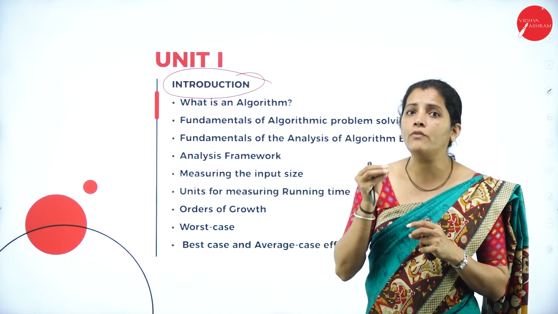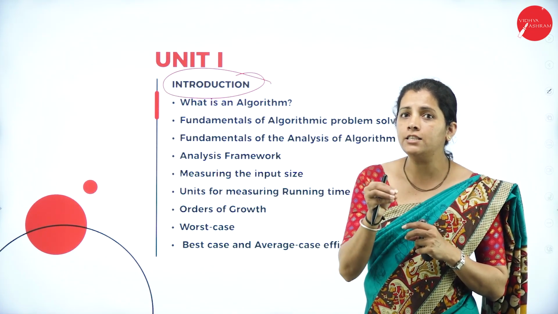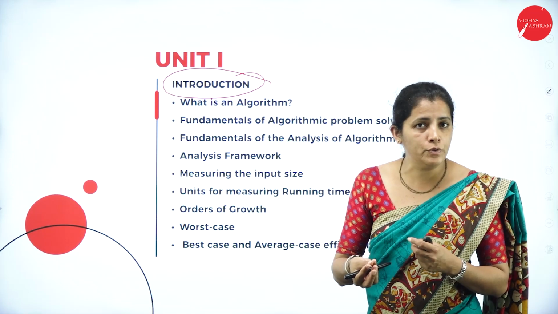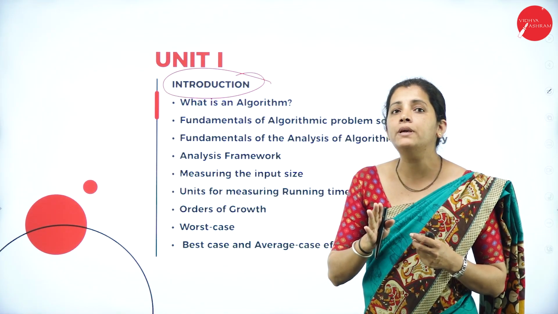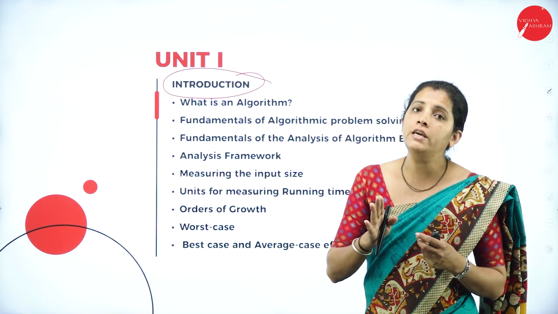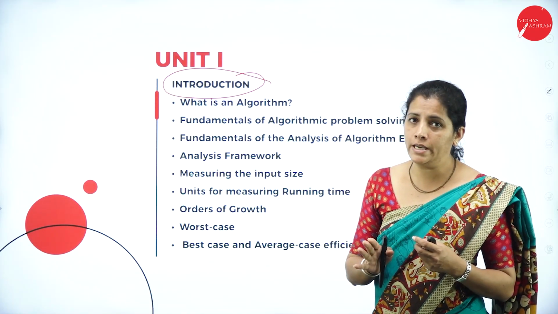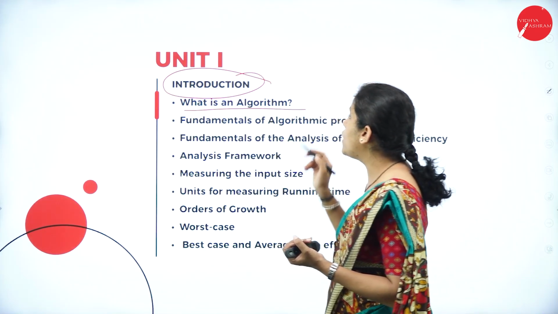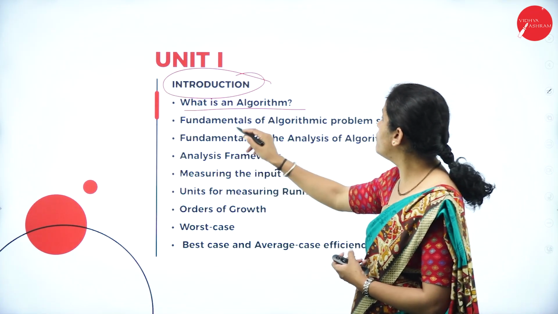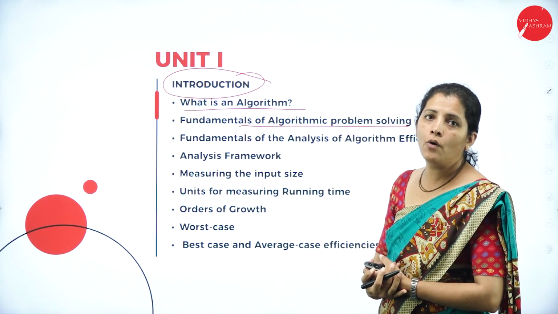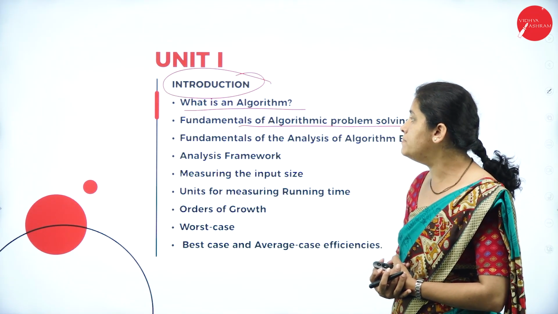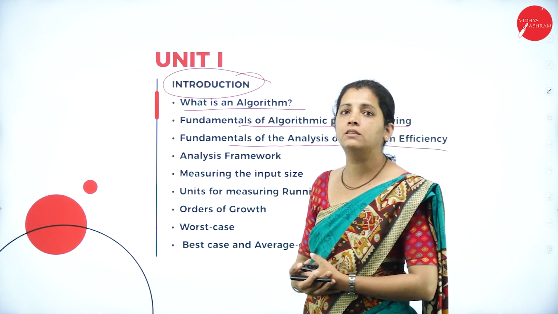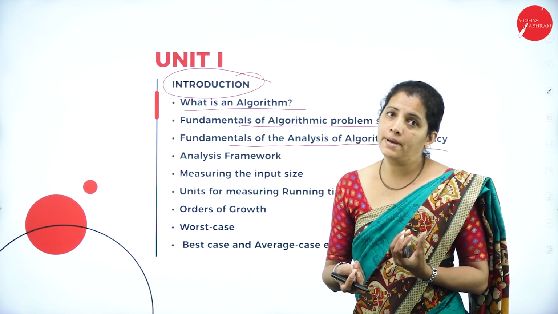So these are the set of instructions. These are the finite set of instructions. While defining instructions, the definition must be clear. In the sense, what? There is no confusion. All the instructions must be defined carefully without any ambiguity. So, in this unit, we are going to study what is an algorithm and fundamentals of an algorithm. That is how we can solve the problems and fundamentals of analysis of algorithm efficiency. That is nothing but the time complexity as well as space complexity.